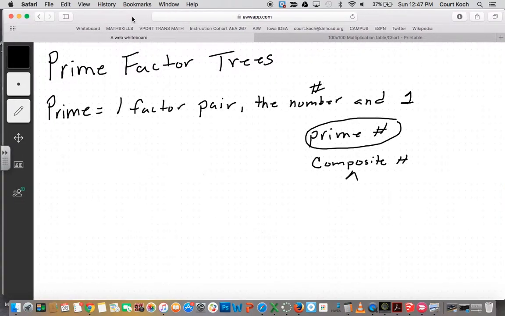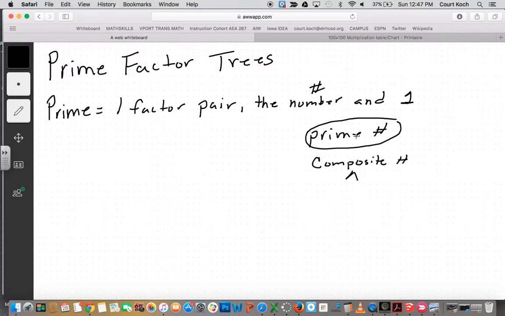Alright, hi there guys. We're going to go ahead and talk about prime factor trees. When we talk about prime factor trees, we need to remember the word prime. Prime means that a number only has one factor pair. It's the number that we start with and 1.